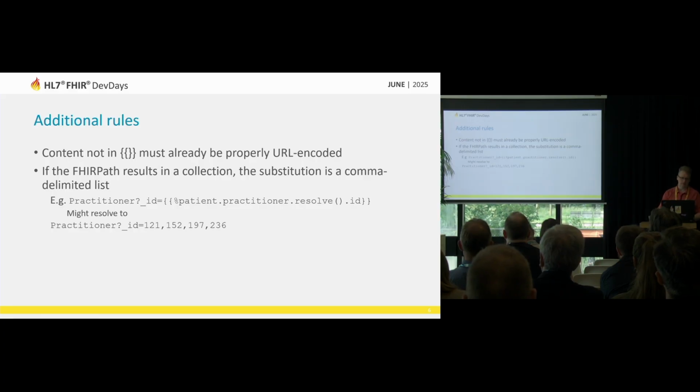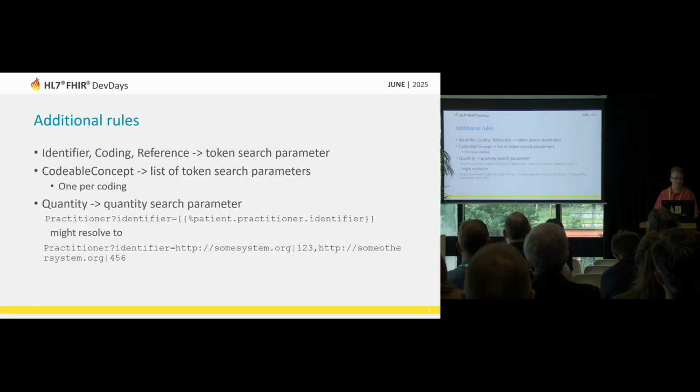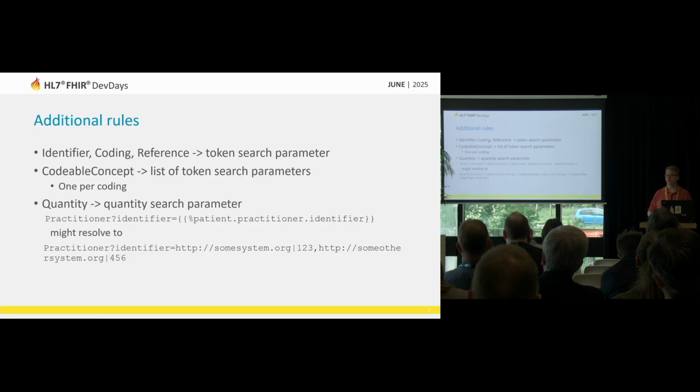We have some other helper functions as well. If you have an identifier or a coding or a reference, those are obviously complex types, but there are search types that they correspond to. Identifier, coding, and reference all in search behave as tokens, and so we just do that conversion. If you run the FHIRPath, it's going to come back as identifier or coding or reference, and so the extra step for x-fhir-query is to do that transformation and turn them into tokens.